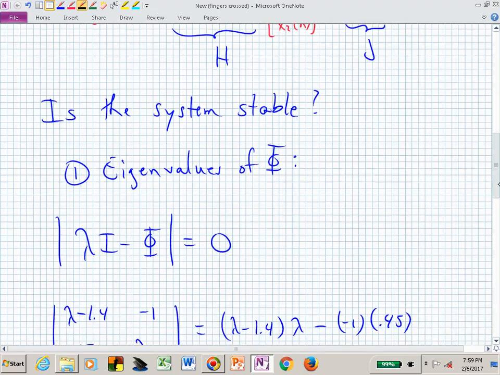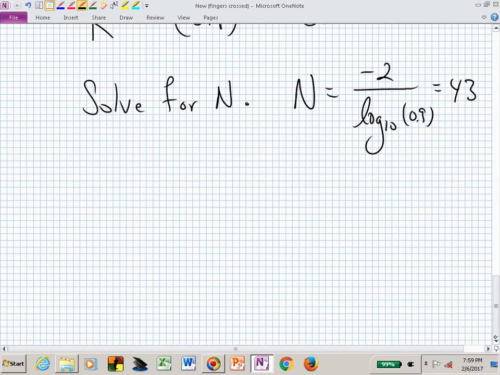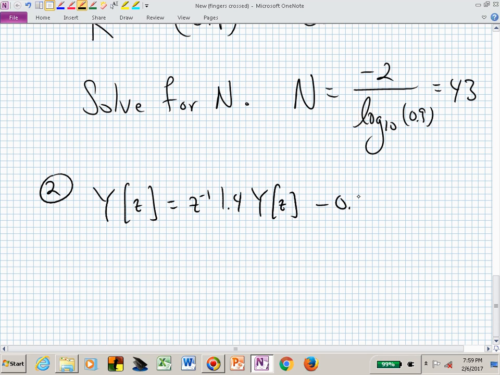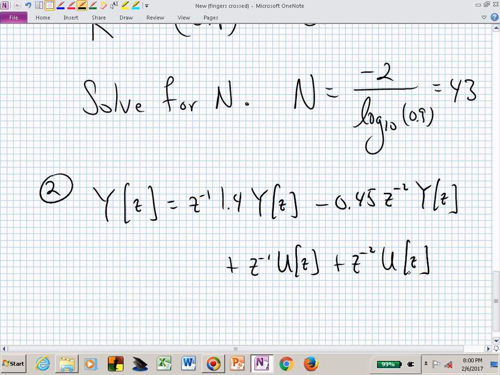So is the system stable? We could find it by the eigenvalues, or if you didn't like doing linear algebra, you could find the transfer function and find the poles of the system, right? So what's the transfer function? Well, we could do the z transform of the difference equation, to give us that from our difference equation.